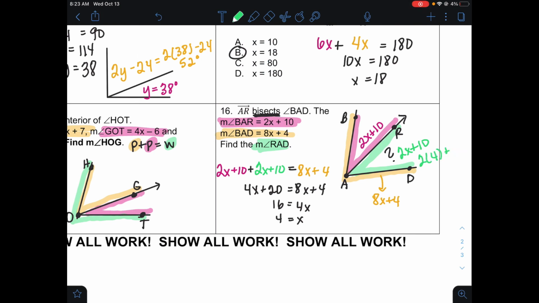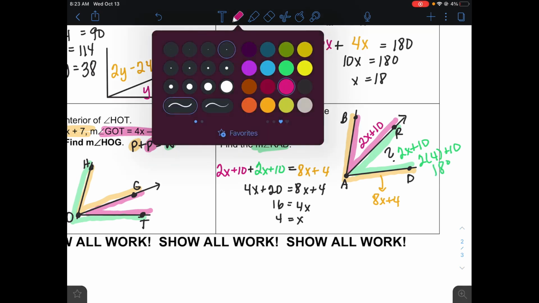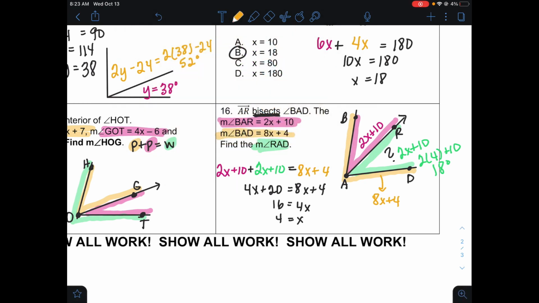And oops, plus 10, sorry. And that should be 18. And just to be sure, I'm going to plug it into this one. 6. Okay, we're good. So 18 plus 18 is 36, so we're good. I don't know why I thought that was going to work. Okay, there you go.